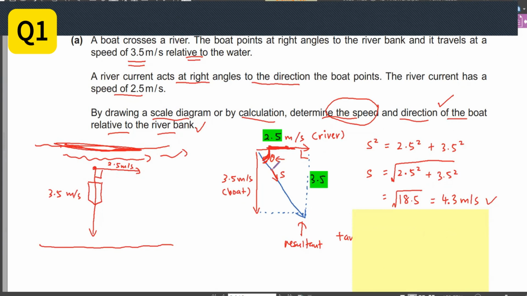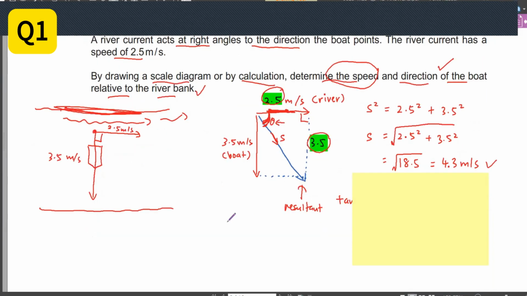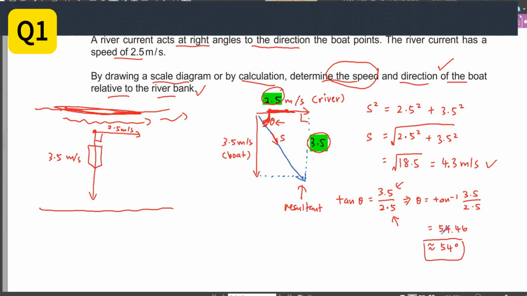So again, we can use trigonometry. We have this side and this side. So this is a tangent relationship. Tangent equals 3.5 divided by 2.5. So we can evaluate this part, and this will give us an angle of 54.